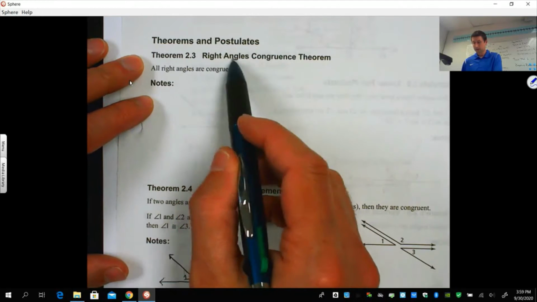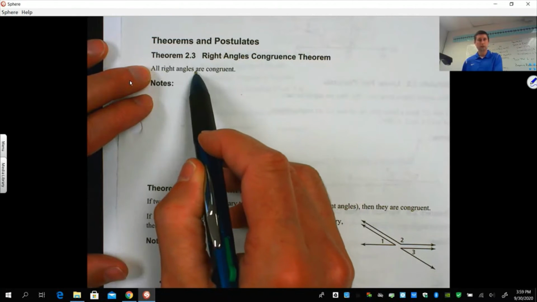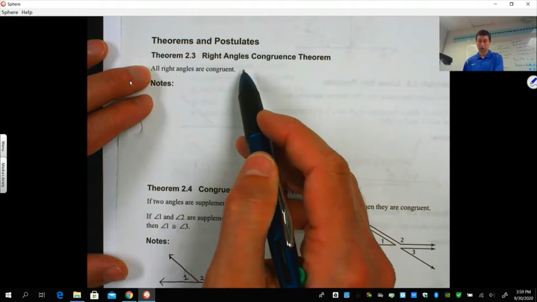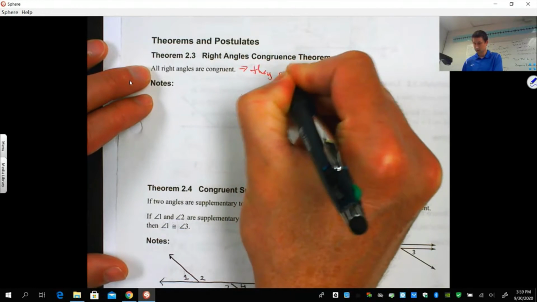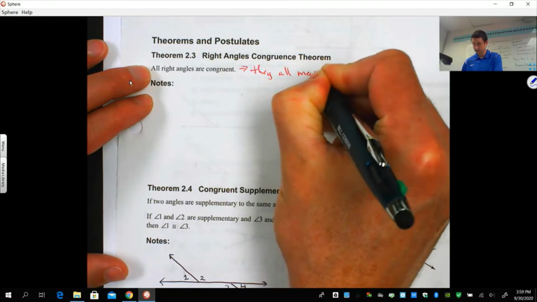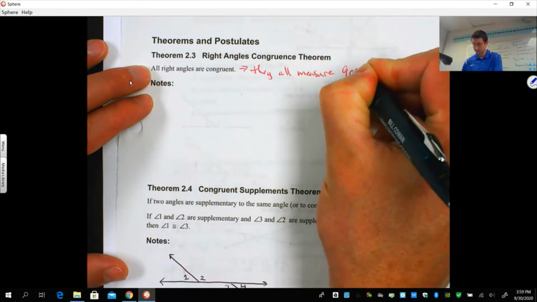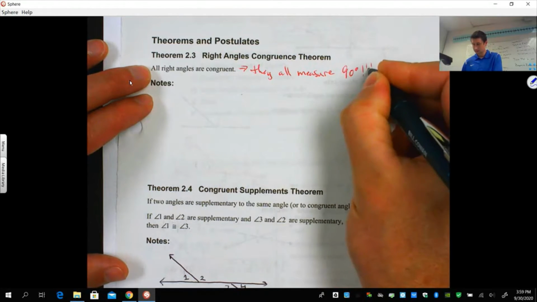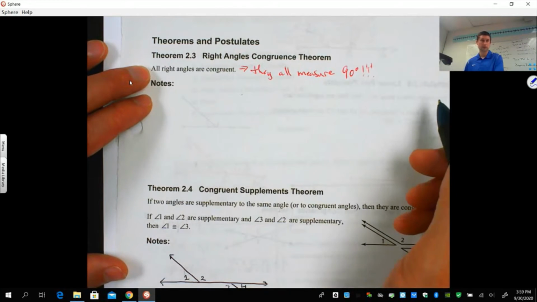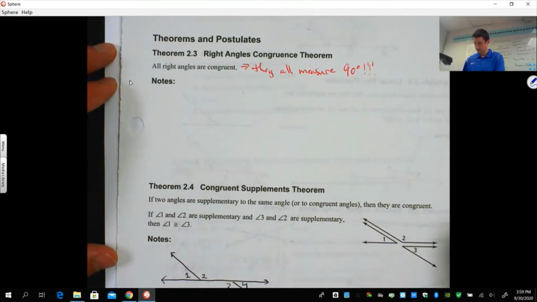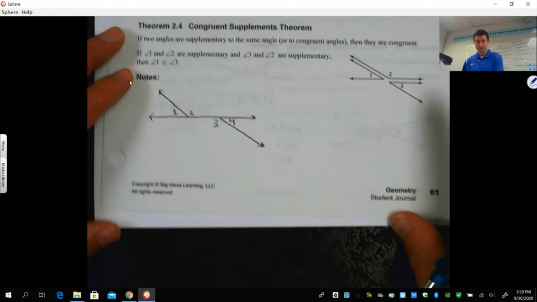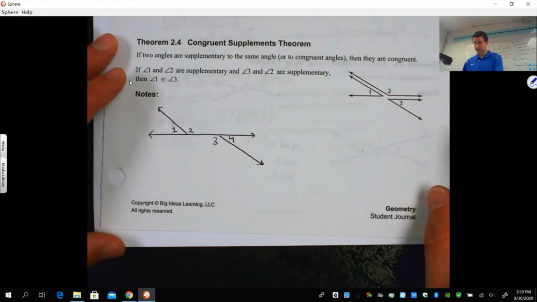The right angle congruence theorem is that all right angles are congruent. Go write that. They all measure 90 degrees. So if they're congruent, they have equal measures. All right angles are congruent. That's the right angles congruence theorem, Theorem 2.3. Second one, congruent supplements theorem.